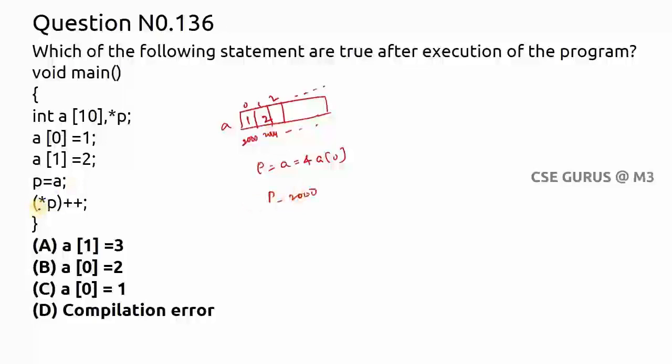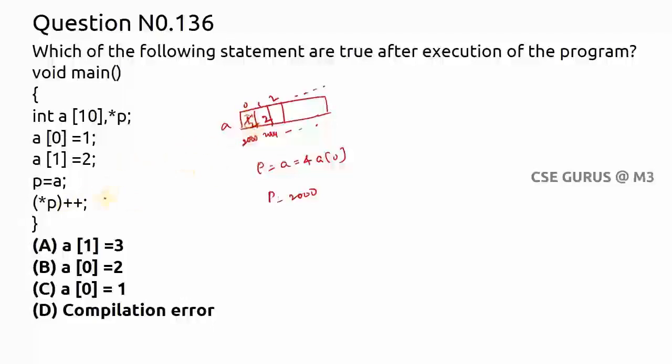Now (*p)++ means here we need to understand whether the address will be incremented or the value of p will be incremented. That is the main important thing. So here p means address, *p means the value inside the address. What is the value inside the address? 1. So (*p)++ means this value will be incremented. That means (*p)++ means the value in a of 0 will become 2.